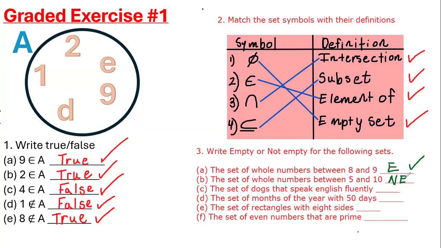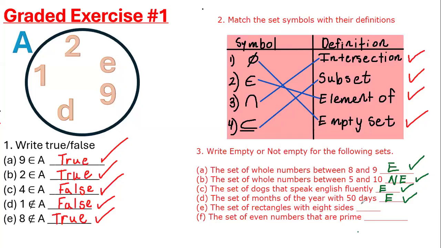All right. The set of dogs that speak English fluently. Empty. Very good. Empty, because there are no dogs that speak English fluently. Now, D, the set of months of the year with 50 days. Empty. Very good. The set of triangles with 8 sides.